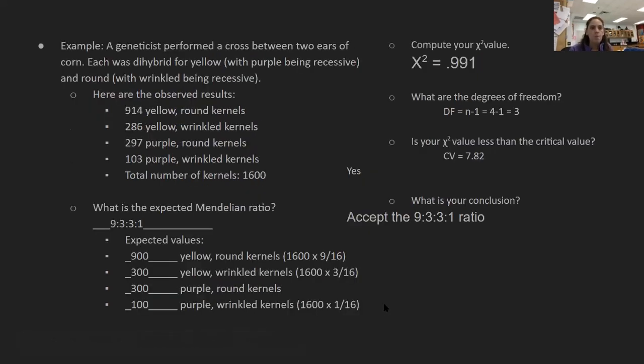So there's our critical value. Is our chi-squared less than the critical value? That's going to be yes. So we can now accept the 9:3:3:1 ratio.